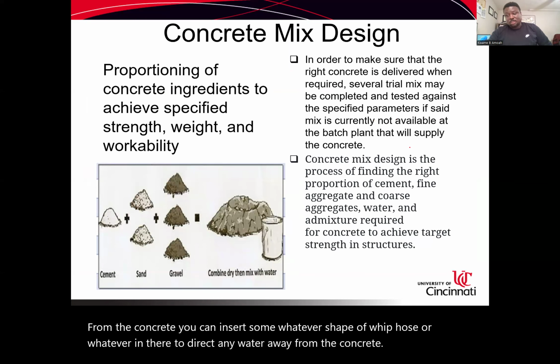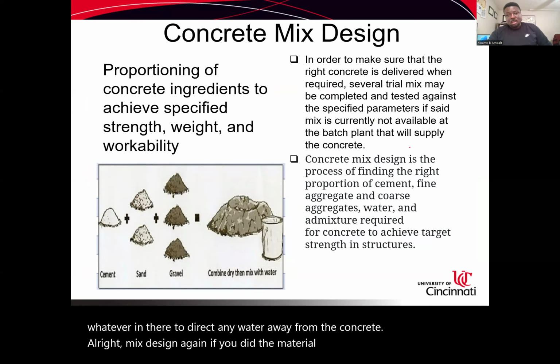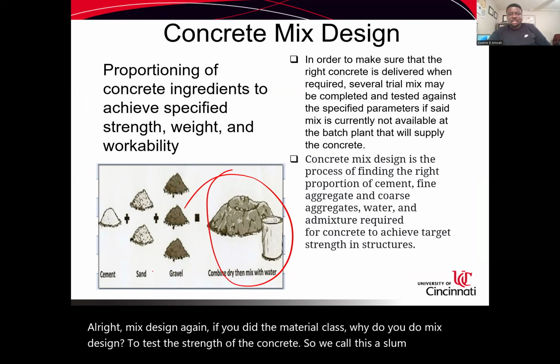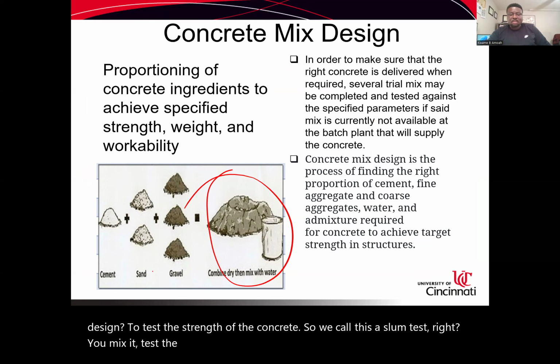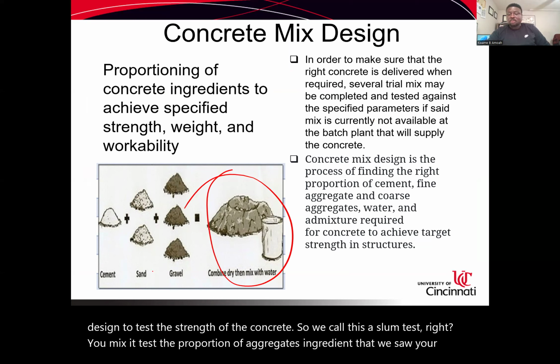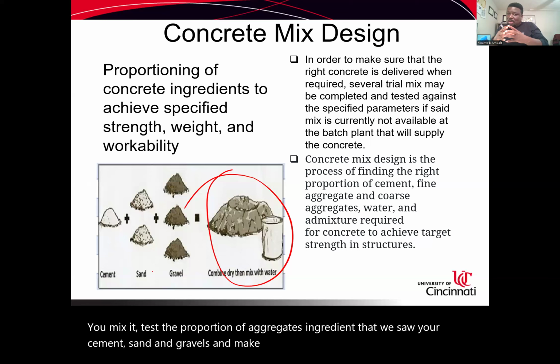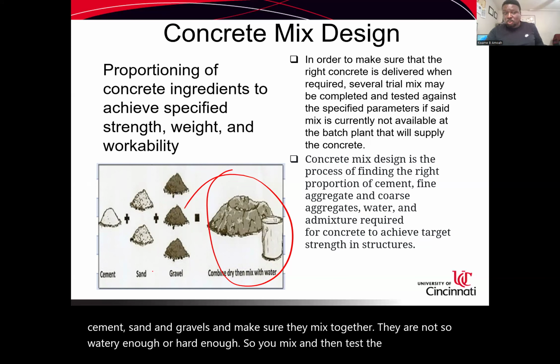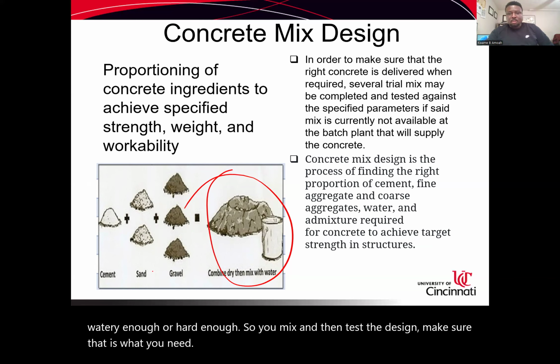All right, mix design. Again, if you did the material class, why do you do mix design? To test the strength of the concrete. So we call this a slump test, right? You mix it, test the proportion of aggregates, ingredients that we saw, your cement, sand, and gravels, and make sure they mix together. They are not too watery or too hard. So you mix and then test the design and make sure that is what you need for your project.